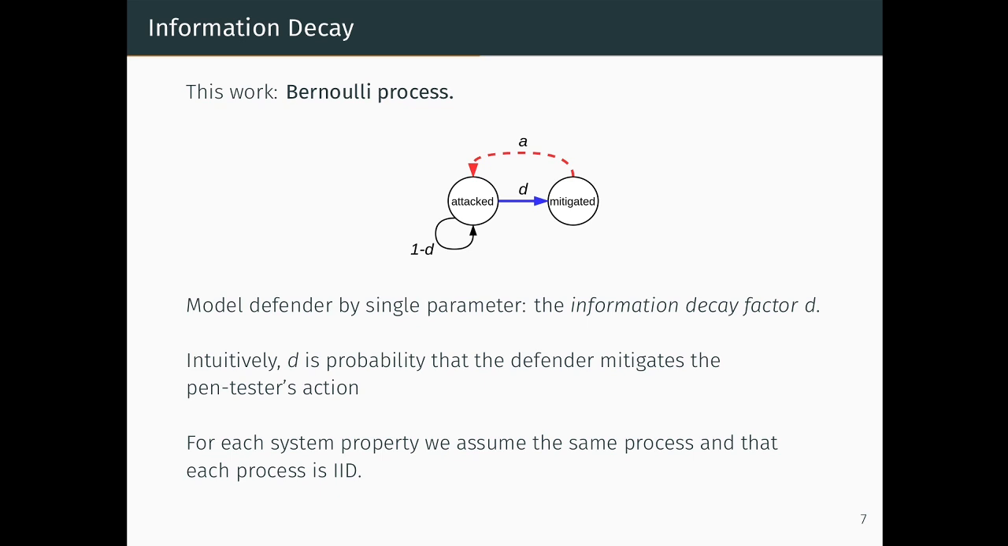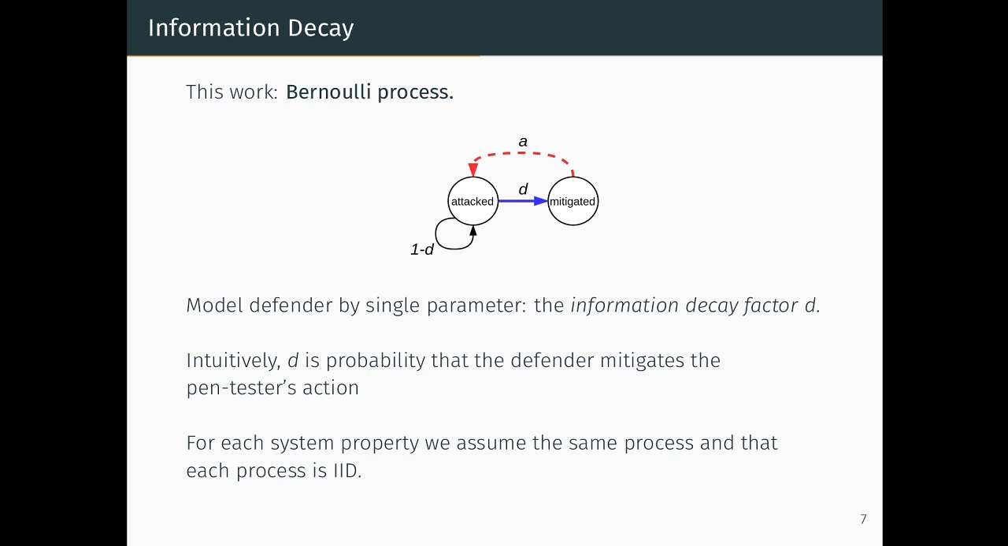We call this parameter the information decay factor and denote it D. Intuitively, the decay factor is the probability that the defender mitigates the pen tester's action. We assume the same Bernoulli process for each system property and that each system property is IID.